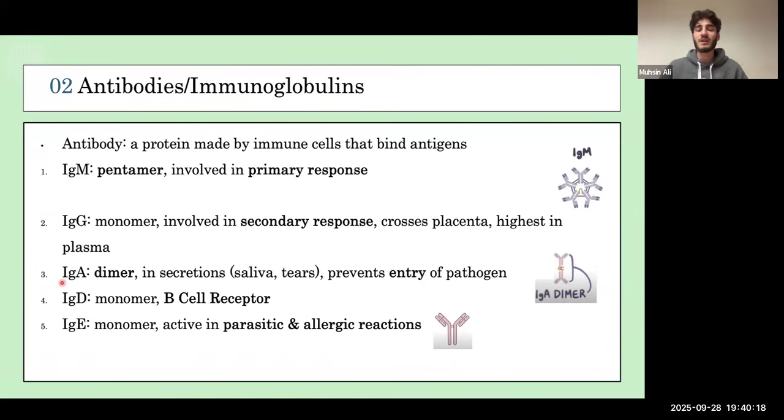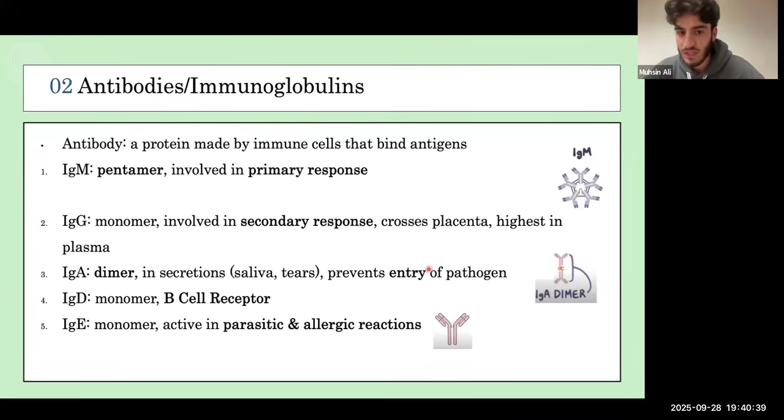The third antibody that we have is IgA. Now, this is a dimer. Again, a dimer meaning two. So it's just like this formed over here. You have two antibodies that are going to bind to each other to form the dimer. These IgA antibodies are going to be found in your secretions, so your saliva and your tears, and their function is to prevent the entry of the pathogen.